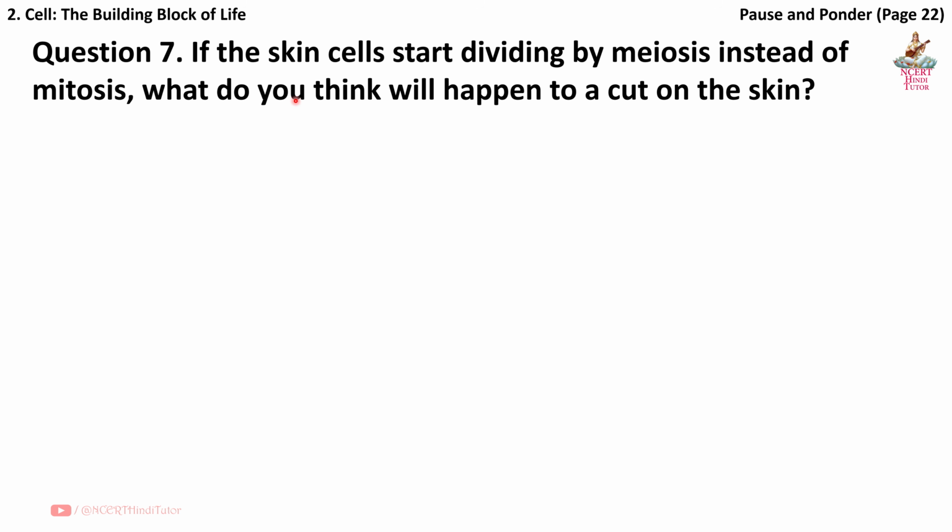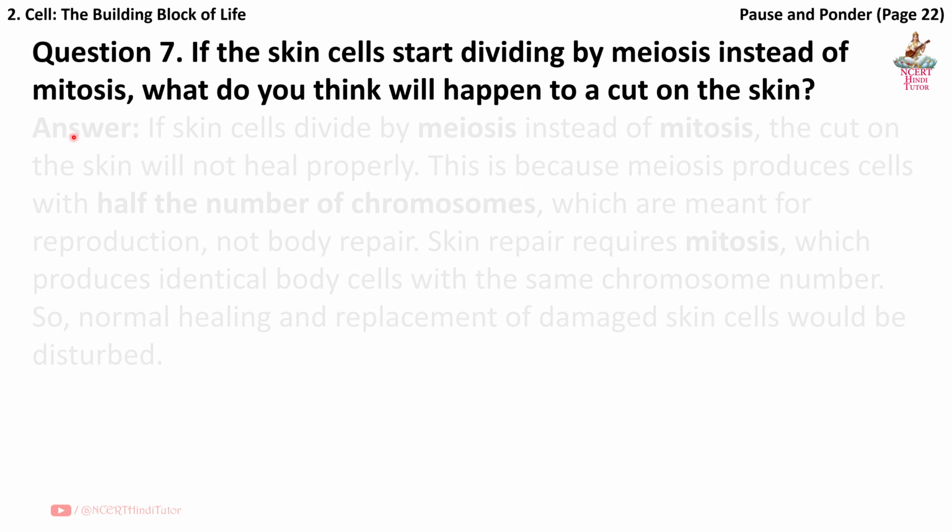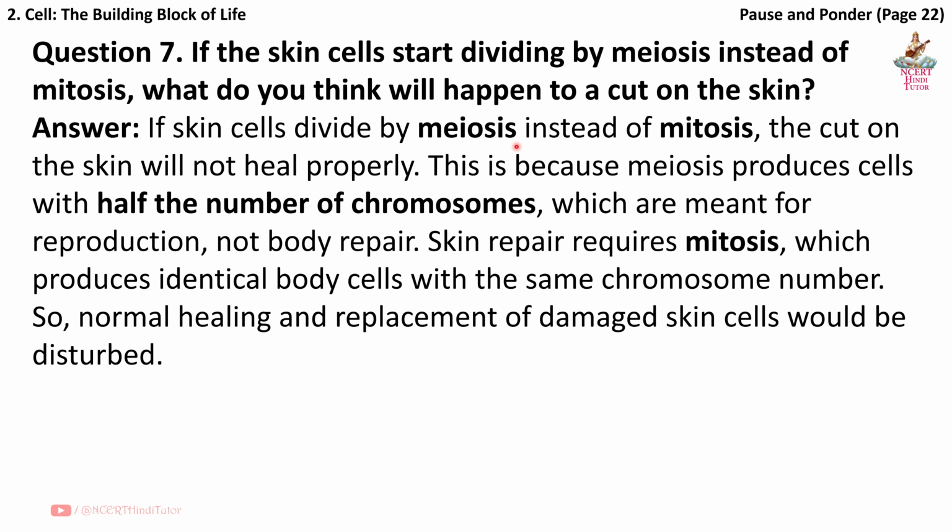Question 7. If the skin cells start dividing by meiosis instead of mitosis, what do you think will happen to a cut on the skin? Answer. If skin cells divide by meiosis instead of mitosis, the cut on the skin will not heal properly. This is because meiosis produces cells with half the number of chromosomes, which are meant for reproduction, not body repair. Skin repair requires mitosis, which produces identical body cells with the same chromosome number. So, normal healing and replacement of damaged skin cells would be disturbed.